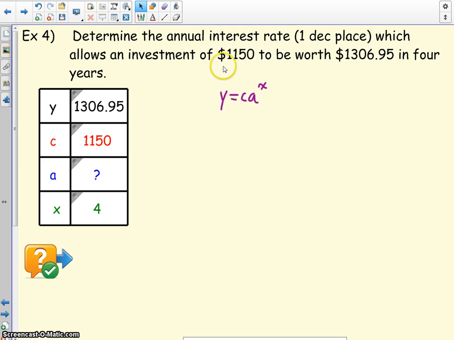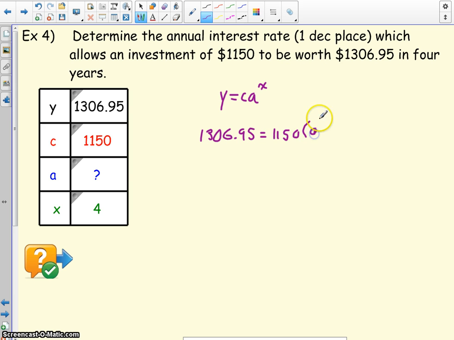Now, we're starting off with an investment of $1,150. We want it to grow to 1306.95. So our starting value c is 1150. Our final value y is 1306.95. And it takes 4 years, so that becomes our x value. So you can throw all that into the equation. Okay, so some a value we don't know to the exponent 4.